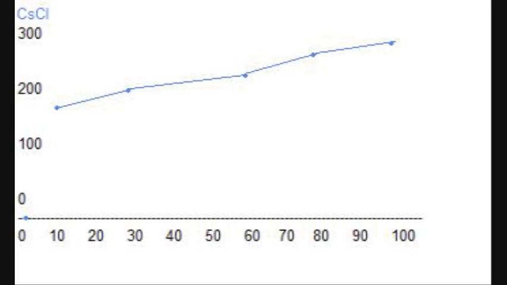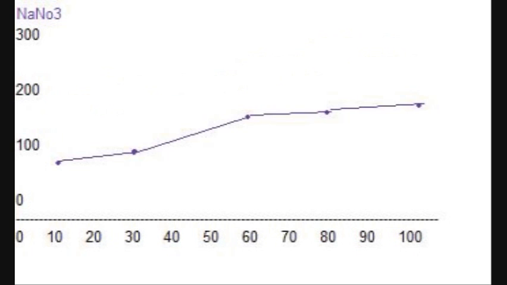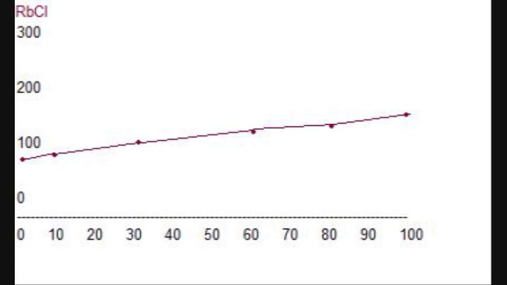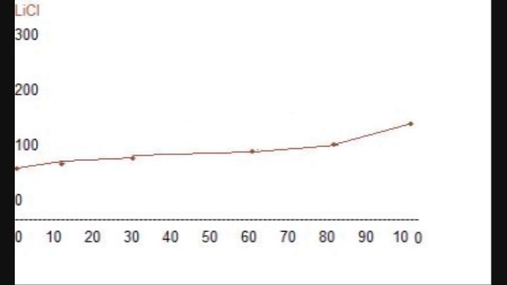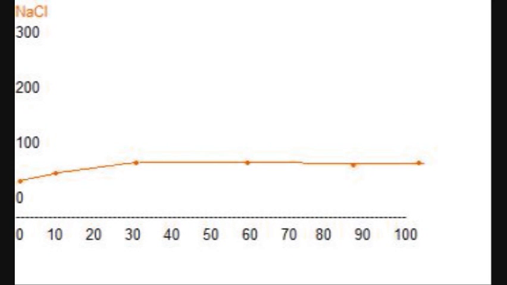Here are 5 graphs of 5 different kinds of salts: CaSiO, NaNO3, RbCl, LiCl, and NaCl.